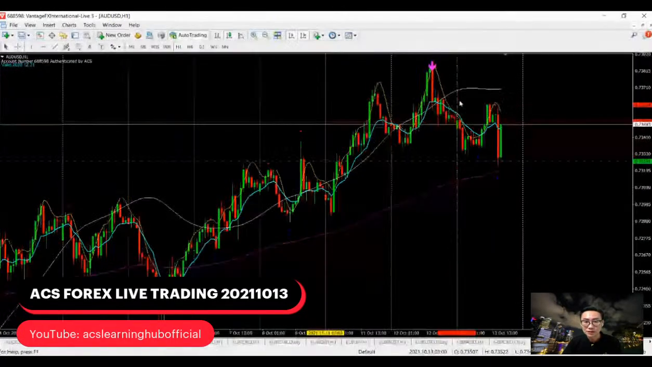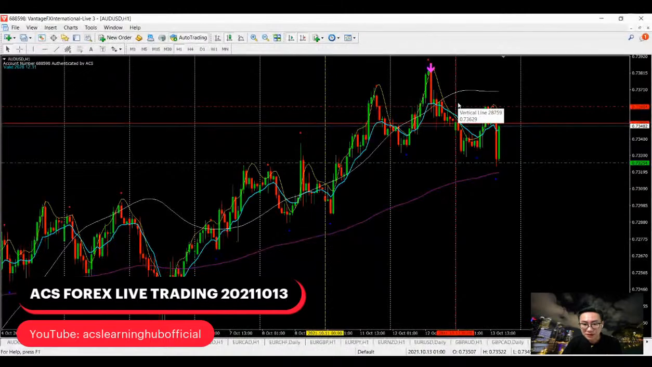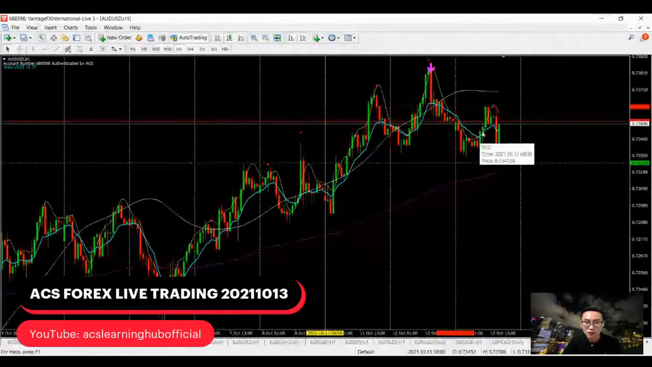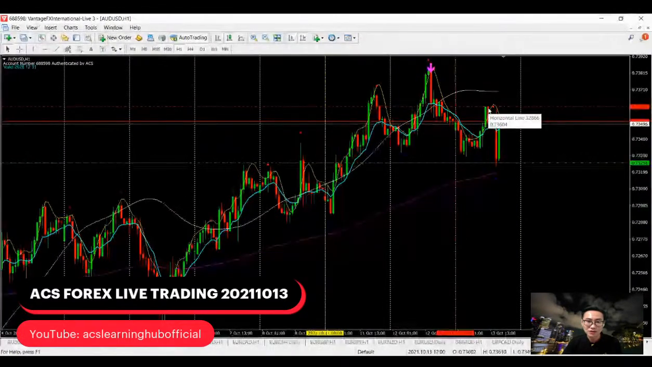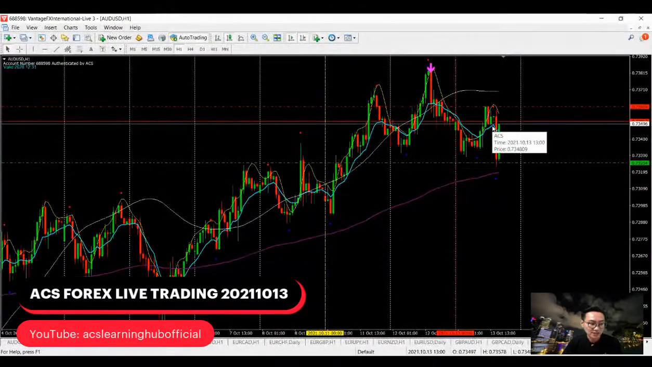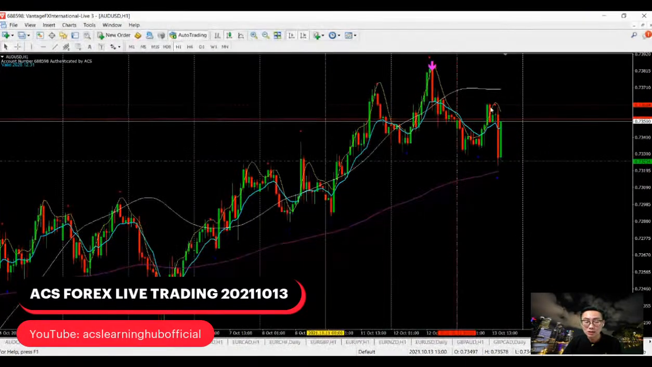So from here, after we have plotted out the resistance area, it moves all the way and hits the resistance area, then starts to retrace downward. That's where we start to find our strength and entry point. Then we start to short.